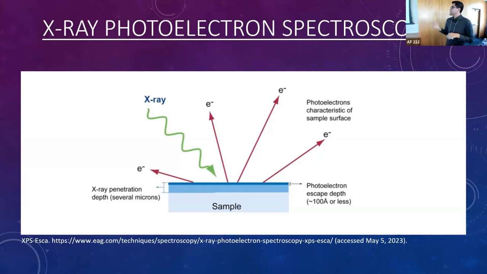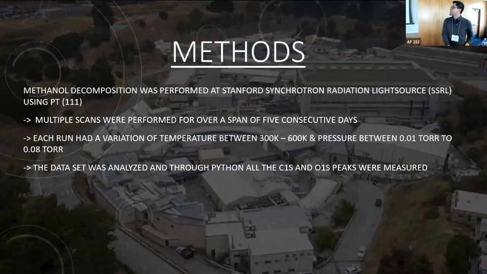By doing this, as we react our methanol sample on the surface and the reaction progresses, we can take a lot of measurements of the surface of the sample. Over time, we can see what has been found in a specific time frame on the sample. That's pretty much what we did. The method was a little intense, so I just summarized it.